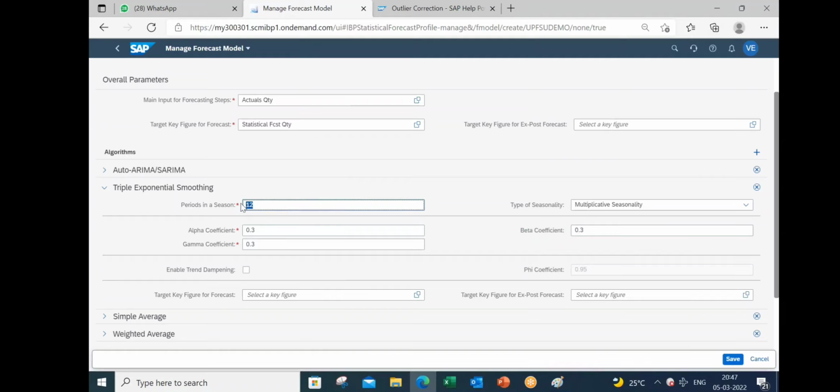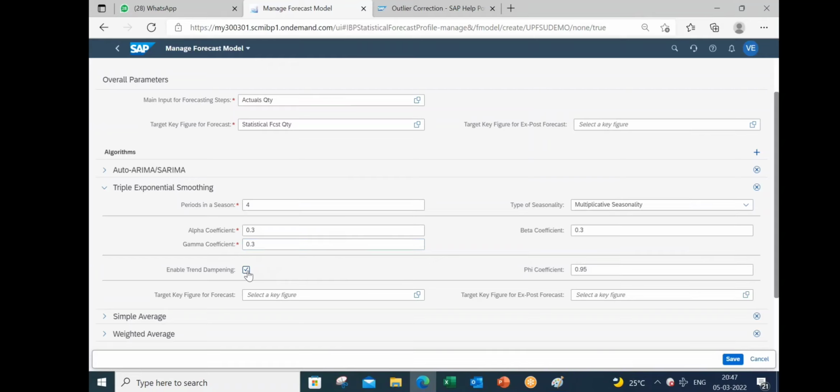So it is asking how many periods might be in a season. Suppose you have 4 periods in a season, then you can give 4. So the system will break your history into 4, 4, 4, 4, and it will try to do some regressive testing and try to detect that.